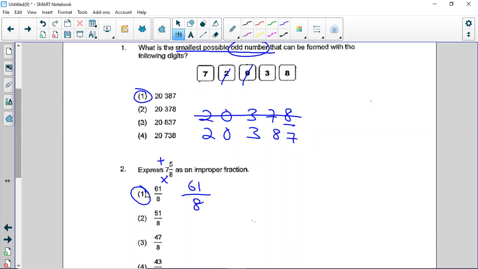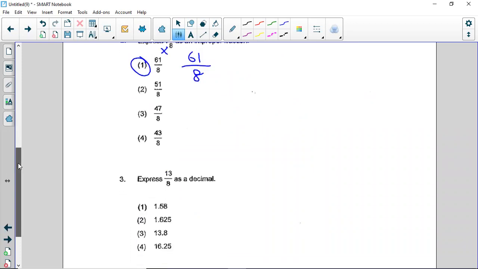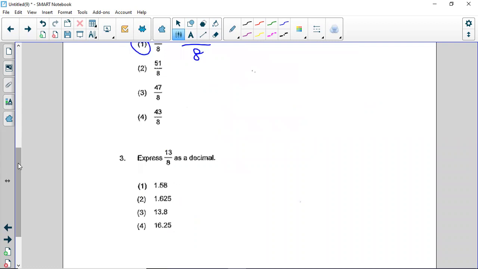All right, let's go on to question number 3. How do you change the improper fraction to a decimal? Now, you have to divide. Fraction means dividing. 13 over 8 means 13 divided by 8. By now you should know that fraction is dividing. So then you do your long division.